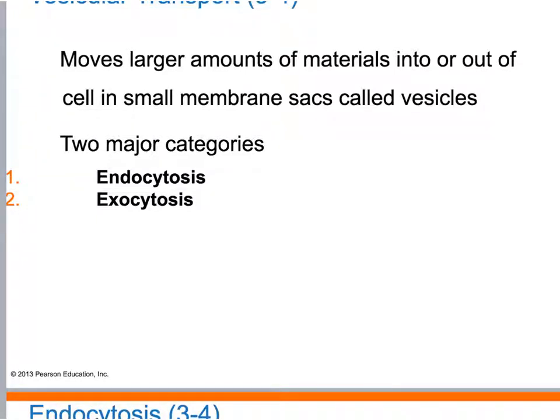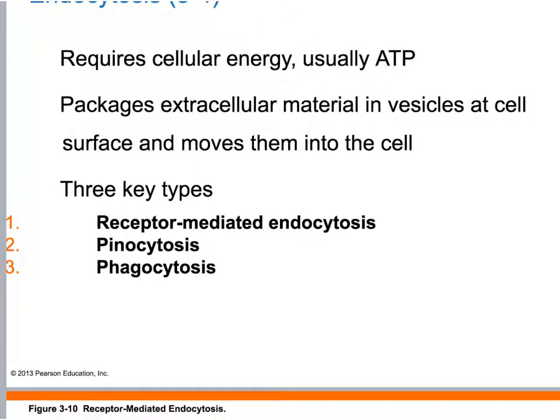Membrane transport moves larger amounts of materials into or out of the cell in small membrane sacs called vesicles. There are two major categories, endocytosis and exocytosis. Endocytosis is a type of membrane transport, and it usually requires cellular energy, or ATP. It packages extracellular material in vesicles at the cell surface and moves them into the cell. There are three types: receptor-mediated endocytosis, pinocytosis, which is cell drinking, and phagocytosis, which is cell eating.